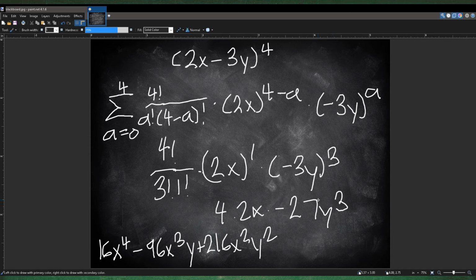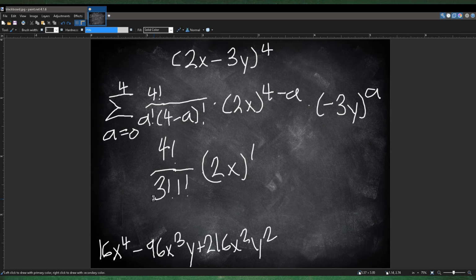So 4 times 2 times 27 is negative 216. So we have negative 216xy cubed, basically. So it'll be negative 216 times x times y cubed. So delete this.